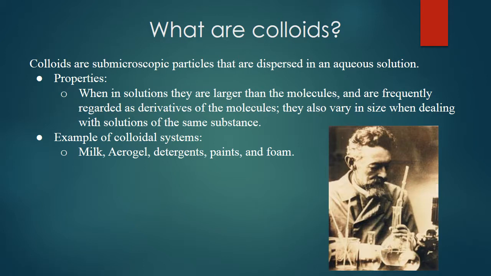So, what are colloids? Colloids are submicroscopic particles that are dispersed in an aqueous solution. Some of their properties are, when in solution, they are larger than the molecules and are frequently regarded as the derivative of the molecules. They also vary in size when dealing with solutions of the same substances. Examples of colloidal systems are milk, aerosol, gel, detergent, paint, and foam.